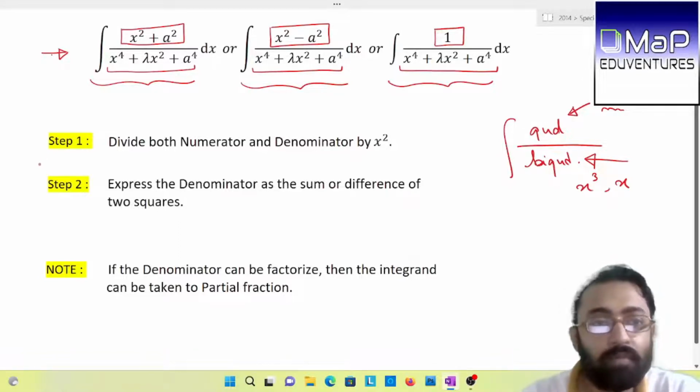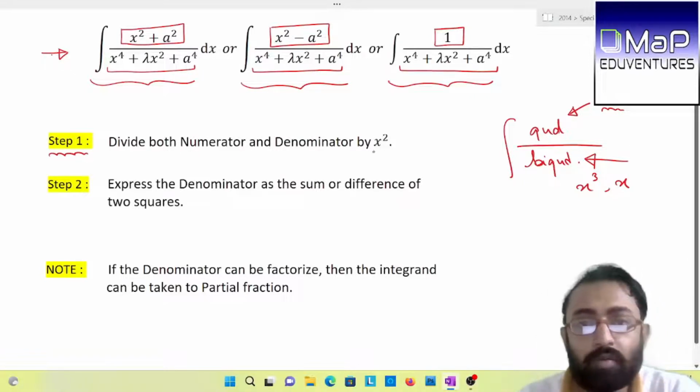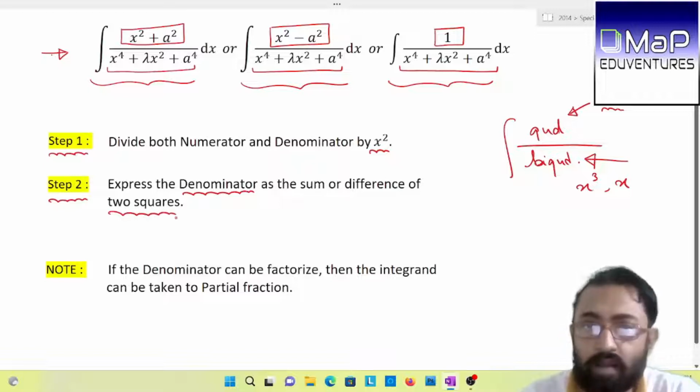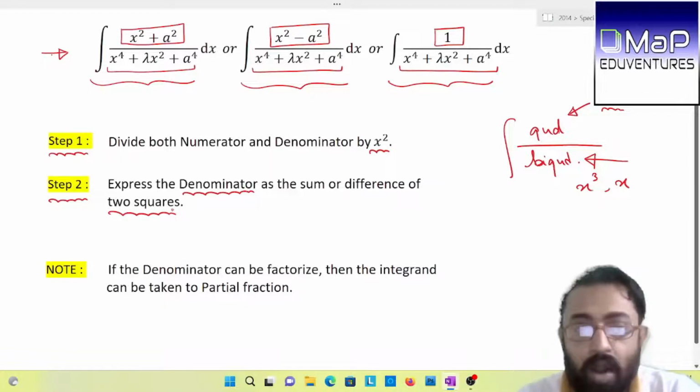Alright, so now in step 1, this is a very simple form. All you have to do is, first of all, divide both the numerator and denominator by x squared. And after that, in step 2, we will express the denominator as the sum or difference of two squares. Okay, then you will see that a part of the denominator can actually be substituted.